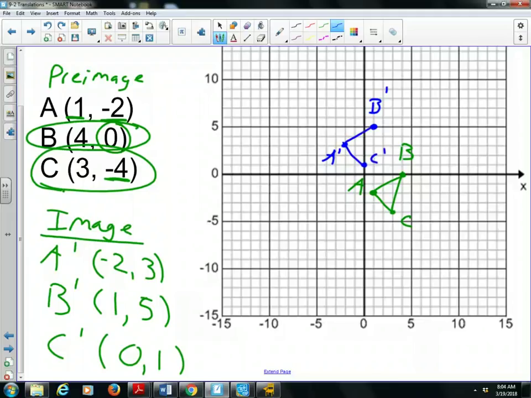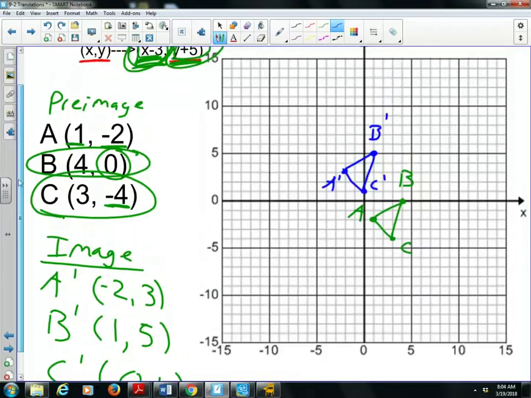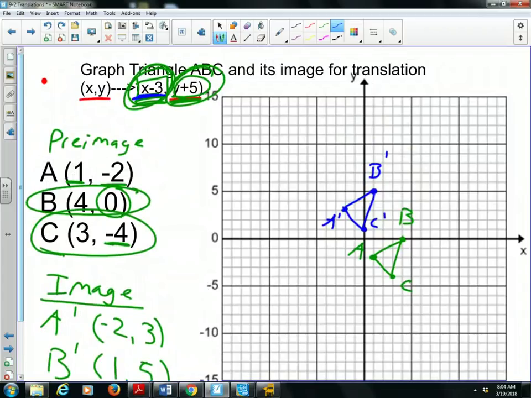So I always like to take a look at my figure after I'm done with it, class. What happened to go from A, B, C to A prime, B prime, C prime is every x coordinate should have shifted left 3 units and every y coordinate up 5. Does it look like every ordered pair was shifted left 3 up 5? Yes, it does.